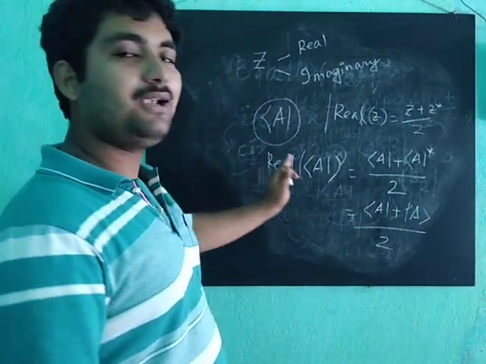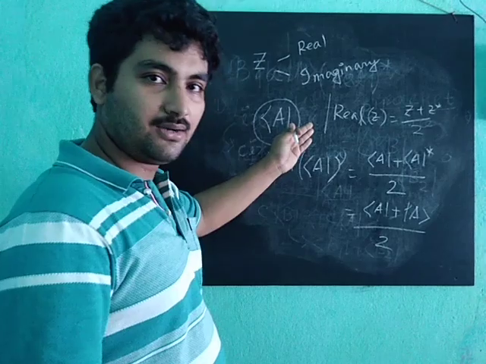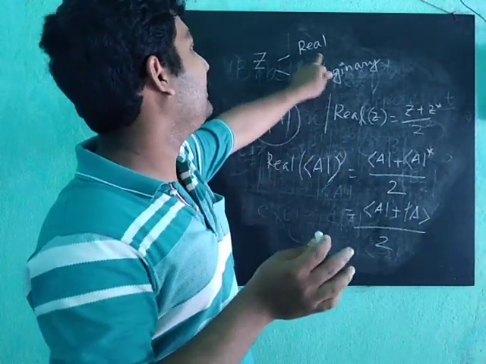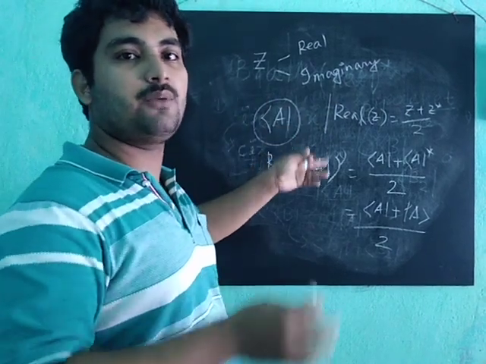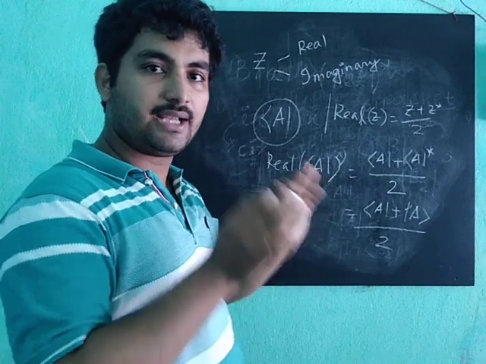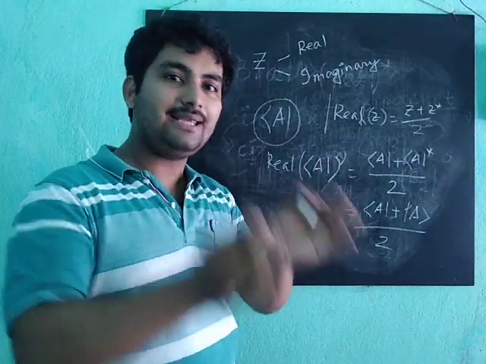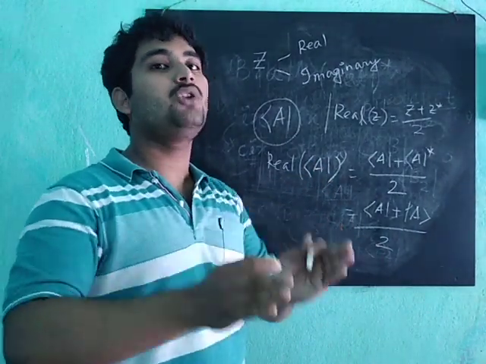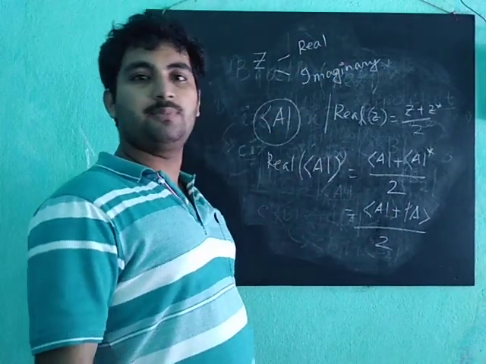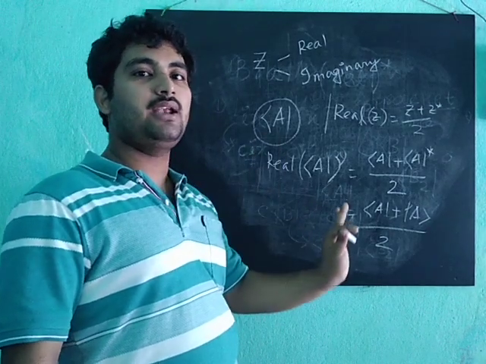So a real part or imaginary part of a bra vector or a ket vector cannot be found. These two parts, the real part and imaginary part of a ket vector or a bra vector, do not exist. So a ket vector or a bra vector is like complex numbers, but they are not ordinary ones because we cannot find the real part and imaginary part.